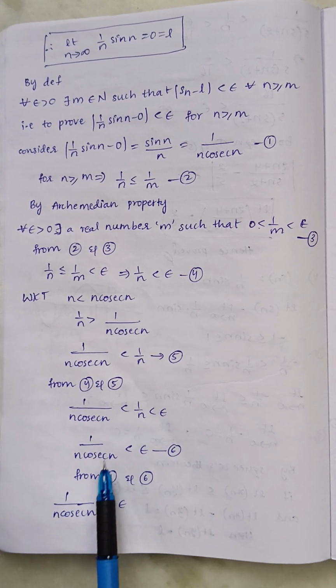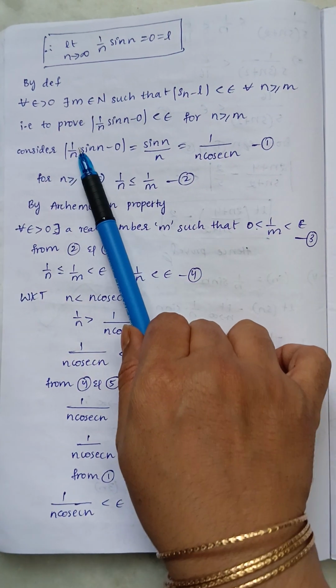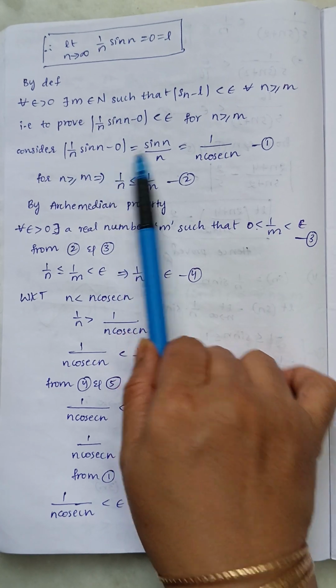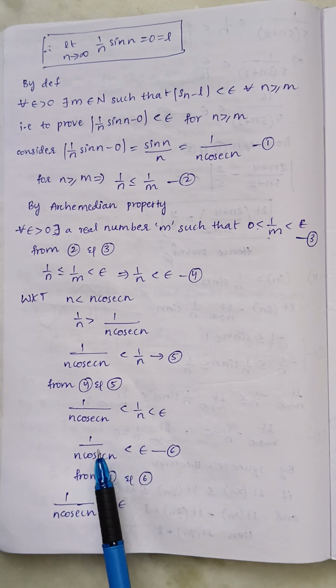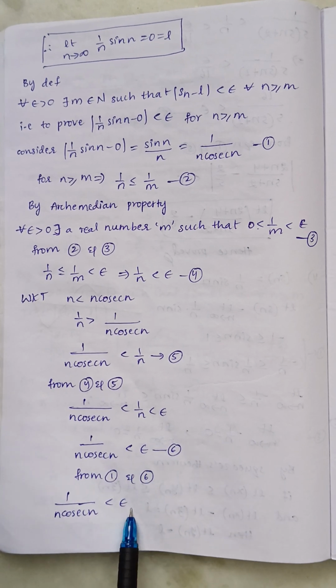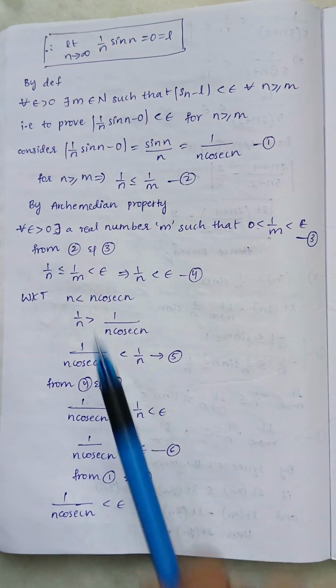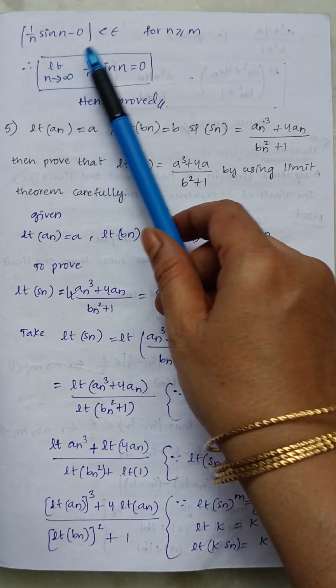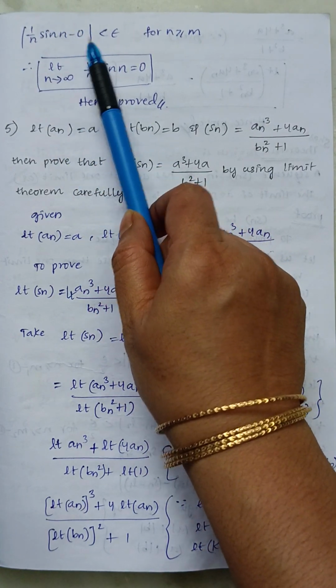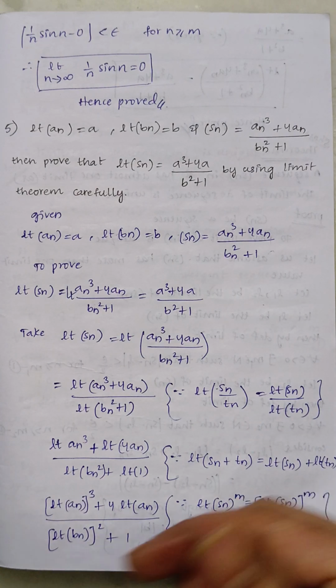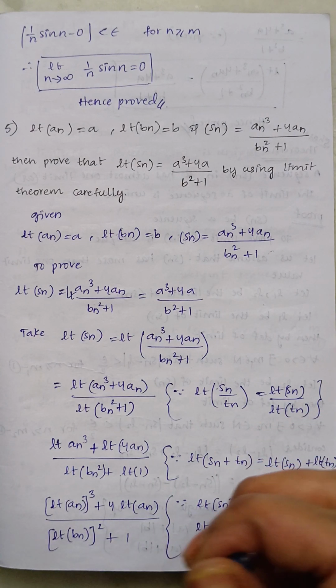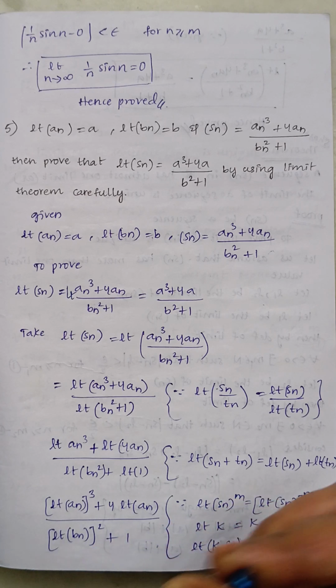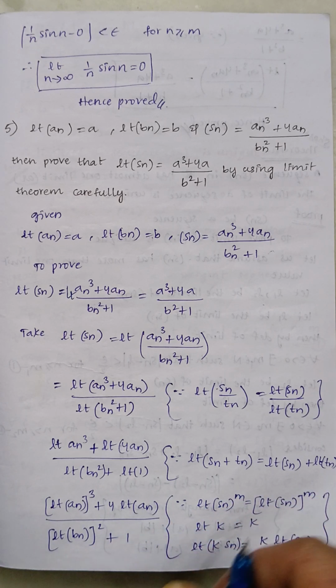Now this is less than epsilon. But actually 1 by n sin n minus 0 is equal to 1 by n cosecant, and it is less than epsilon. So from this we can conclude this value is less than epsilon. So by definition we can conclude the limit of this part equals the L value, that is 0, hence proved. Like this we can find the limit of sequences using the definitions. So by definition we can prove these types of problems, and tomorrow we'll discuss some more theorems on the limit of sequences. So thanks for watching.